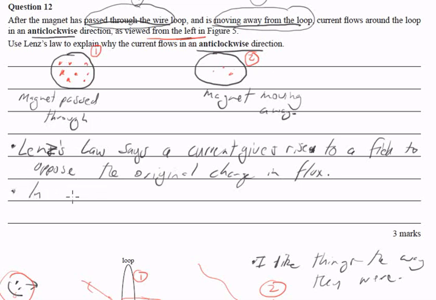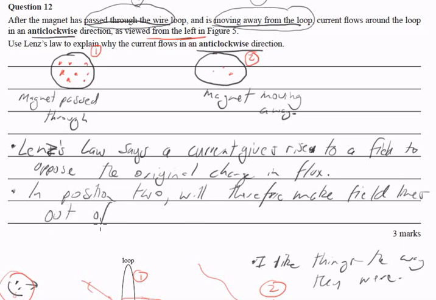So in position 2 it will therefore make field lines out of the page. And if we use our right hand solenoid rule, if I was to grab that with my fingers around there, my thumb comes out, I get anti-clockwise.